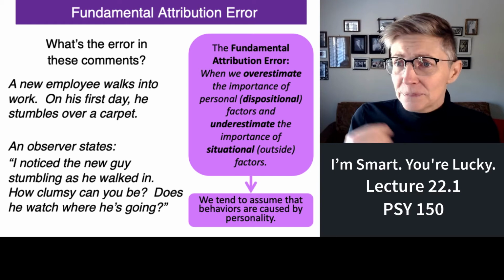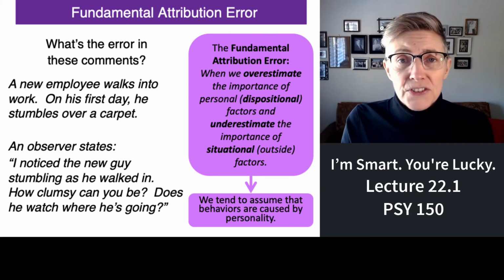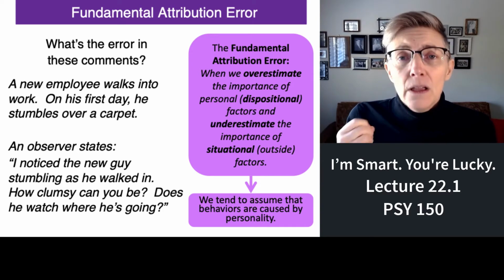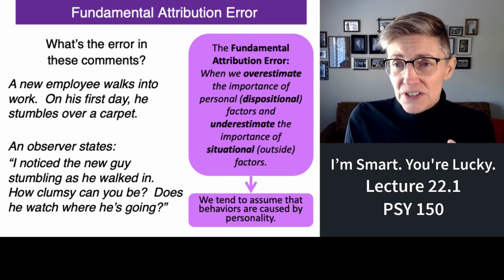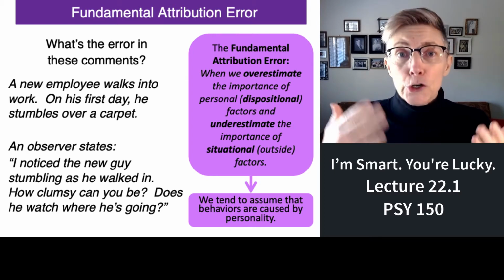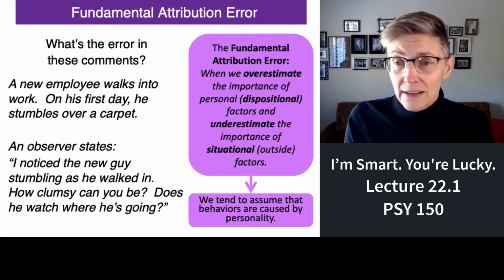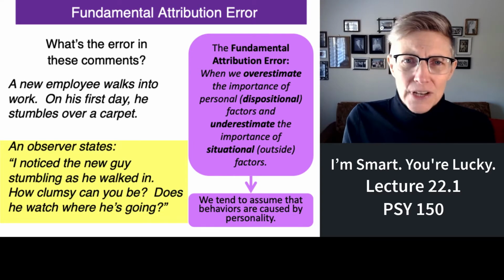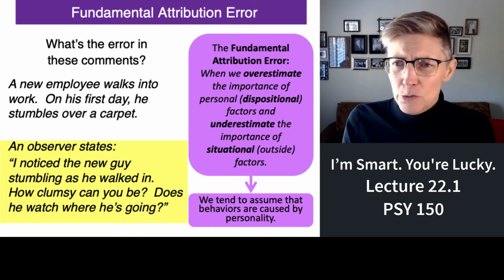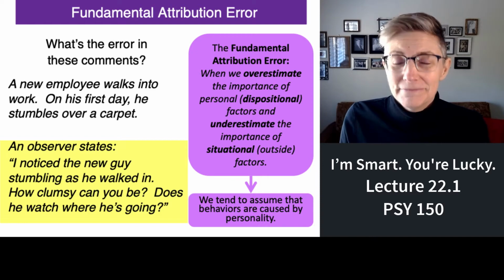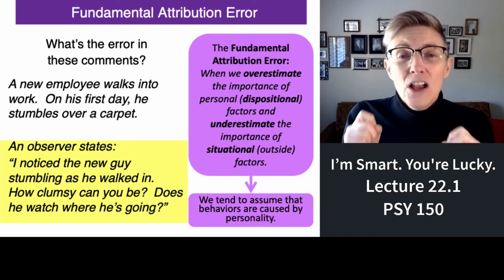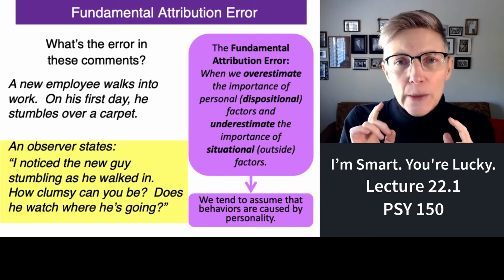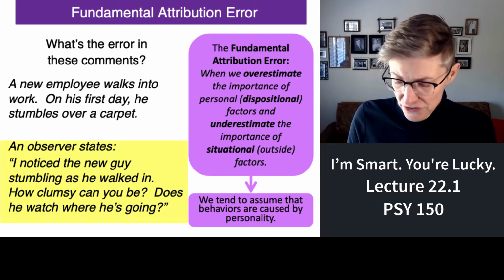So, for example, a new employee walks into his office at work, and on his first day, he stumbles over a carpet. The fundamental attribution error would say that an observer would interpret that new employee's falling as something about him as a person, right? So I noticed a new guy was stumbling when he came in. How clumsy can you be? Why doesn't he watch where he's going? That is the fundamental attribution error. We tend to assume that people act the way they do because of their personality and not so much their situation.